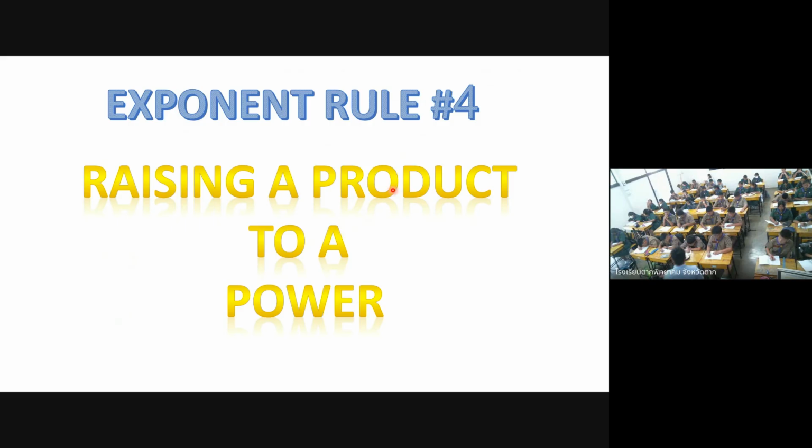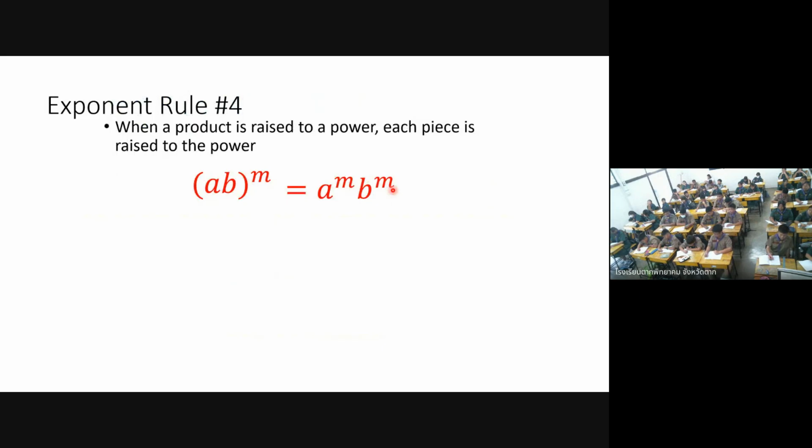Number 4. Make sure you write the rule. I want you to remember the rule. Now, in raising a product to a power, let's say we have any A and B. This is A times B, or we can just write AB since this is the power. This is multiplication. So AB to the power of M is equal to A to the power of M, B to the power of M.